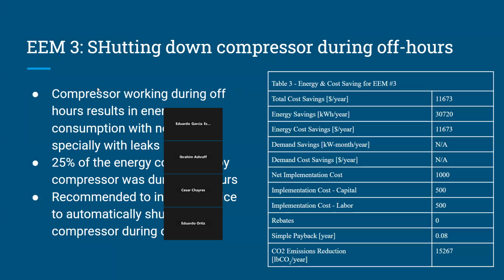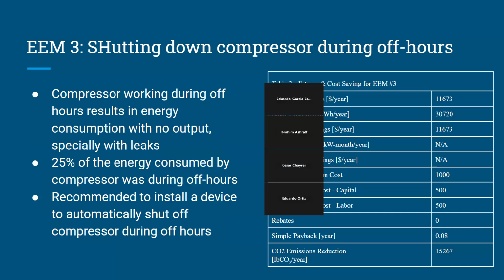Energy efficiency measure number 3 is shutting down the compressor during off hours. Having the compressor on during the off hours doesn't provide much benefit to the facility since there's not much work being done during those times. And having the compressor consume energy during that time is not beneficial. So we're recommending to install a device which automatically shuts off the compressor during off hours and turns it back on during the daytime.